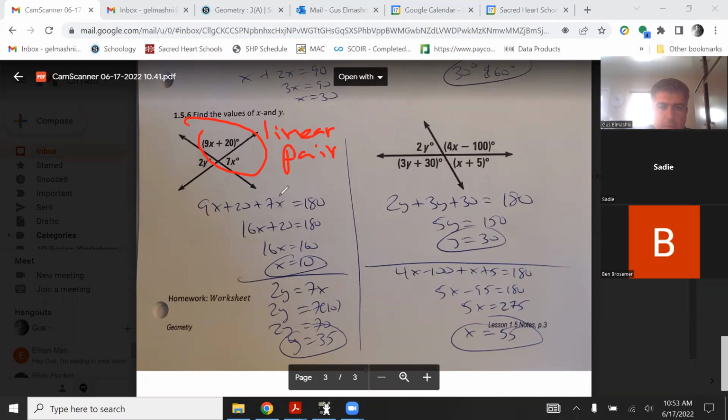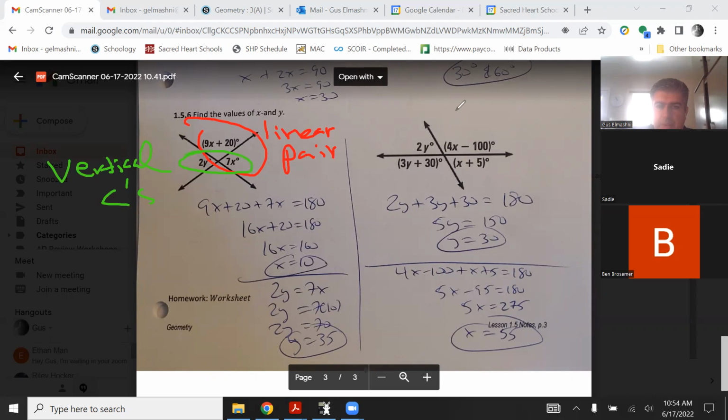So 9x plus 20 plus 7x adds up to 180. So 16x plus 20 equals 180, 16x equals 160, x equals 10. And then 2y and 7x are vertical angles, so they equal each other. You already know x is 10, so 2y equals 70, y is 35.